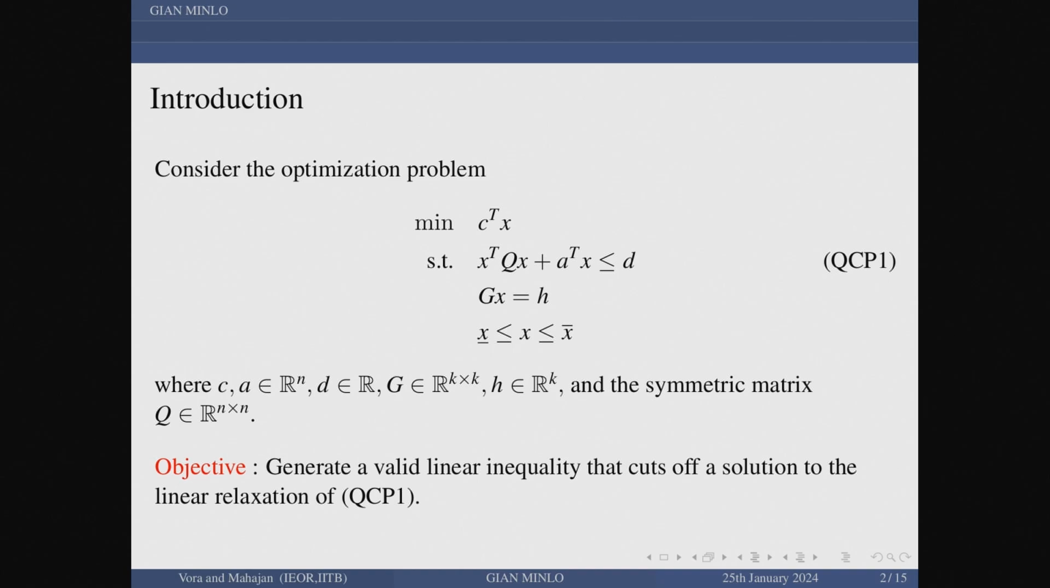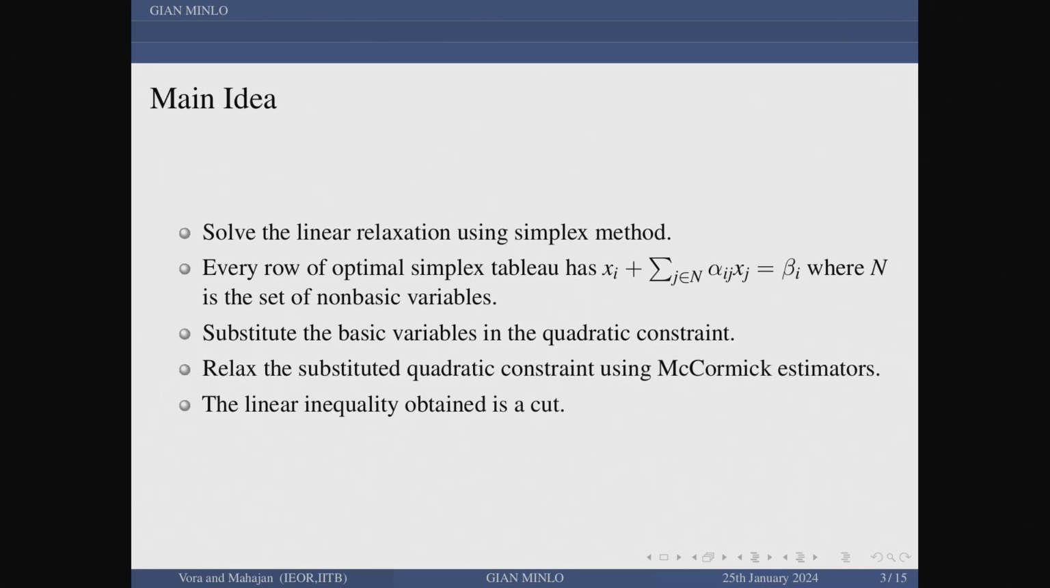I have not defined the linear relaxation yet, but we have been seeing many relaxations in this course, and one of the linear relaxations that we will work with is a McCormick relaxation. We want to generate a valid inequality that cuts off the solution to the linear relaxation, although if it's feasible then we don't want to. So here is the main idea. The idea is actually very simple.